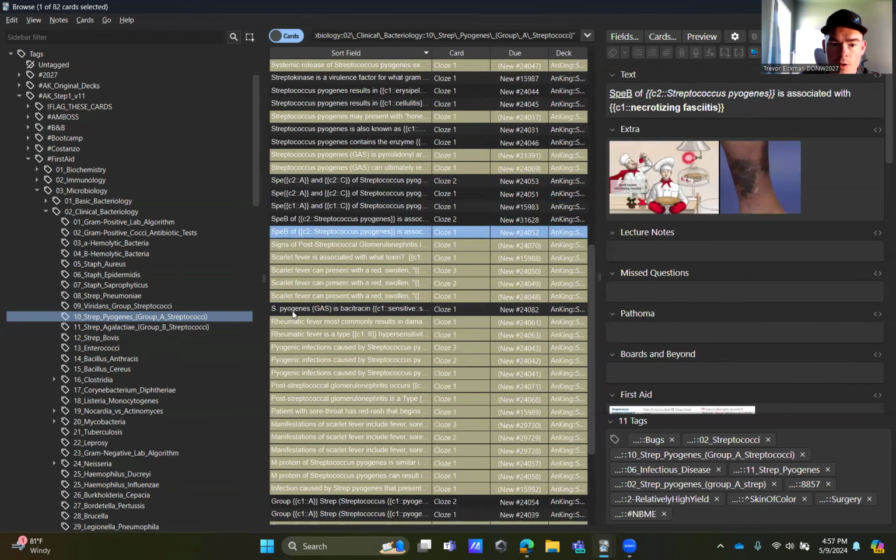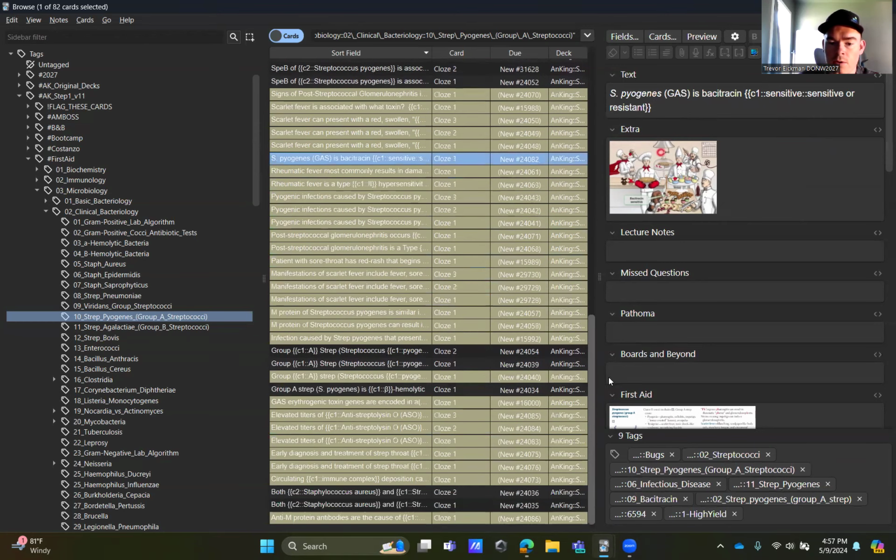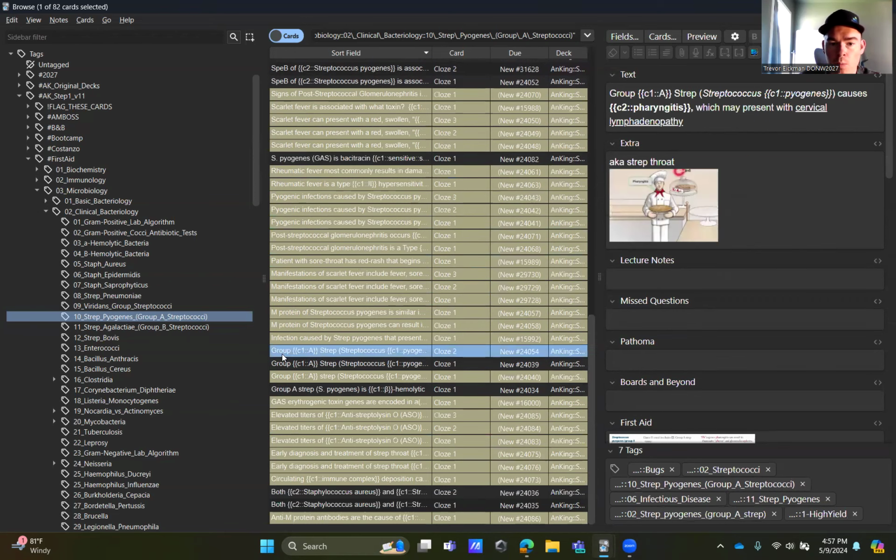And then you want to skip a good chunk so you can read down until you get to the Strep pyogenes GAS is bacitracin sensitive. And while you have that highlighted, we'll scroll all the way to the bottom. And you can just read down here till you see the group A strep in the left column or the left side of this middle column. And you grab these two cards here.